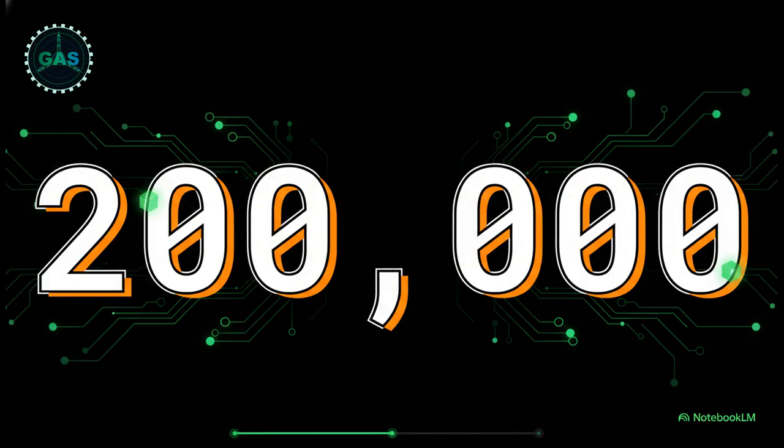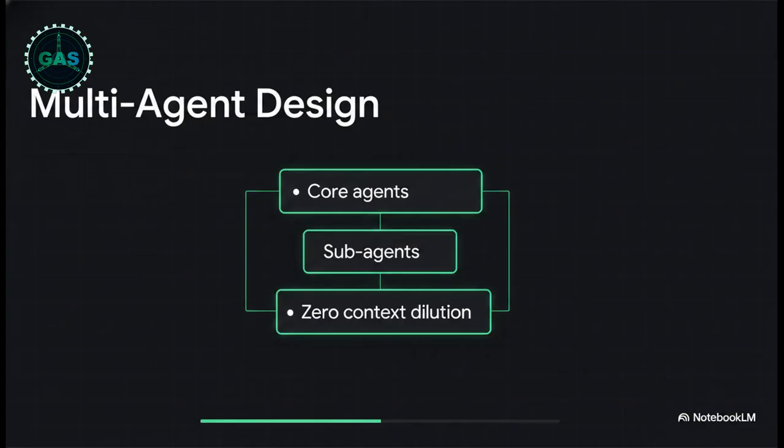To put that business value into perspective, it's the equivalent of handing an agent a 300-page operational manual and knowing it instantly memorized every single comma. This capacity is what enables a highly scalable multi-agent architecture. You can have one core project agent orchestrating your high-level tasks.